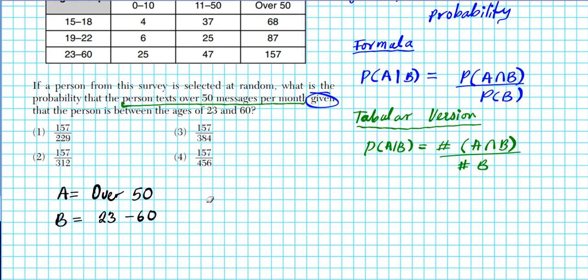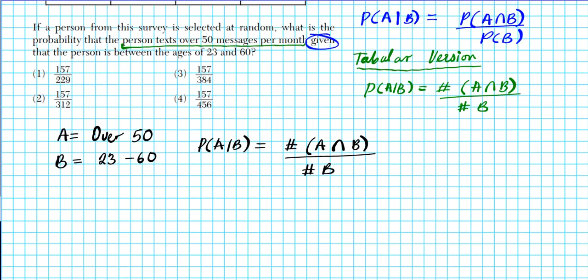So the formula, we're going to apply the formula here. Probability of A given B is equal to the number in this table of A intersect B, that's over 50 and text 23 to 60 messages, divided by the total number of B. Number of B here just basically represents the number of text messages that people in this age bracket text.